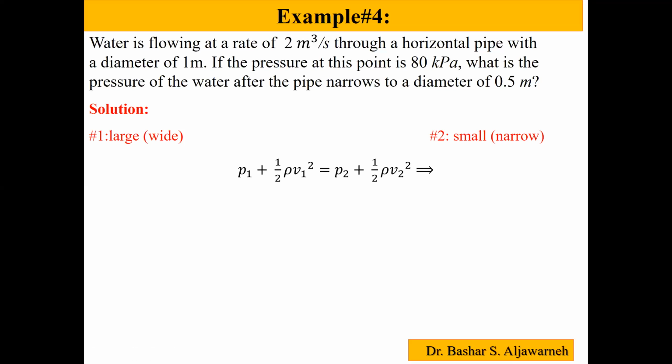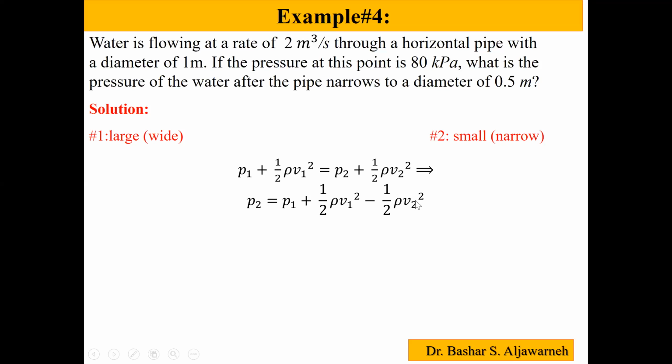Now to calculate the pressure, we are going to use Bernoulli equation, but be careful, we have a horizontal pipe, so we are going to deal with this equation. To calculate the pressure in the narrow pipe, which is P2, from here P2 equals P1 plus 1/2 rho V1 squared minus 1/2 rho V2 squared. Now the first pressure is known or given, and the density of water is known.